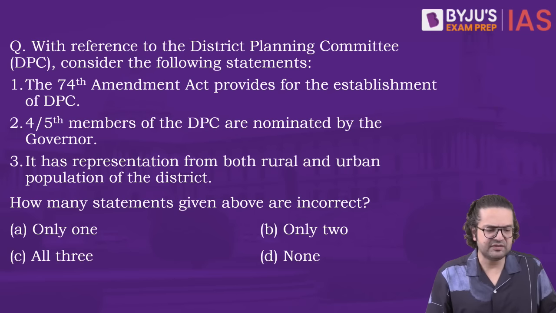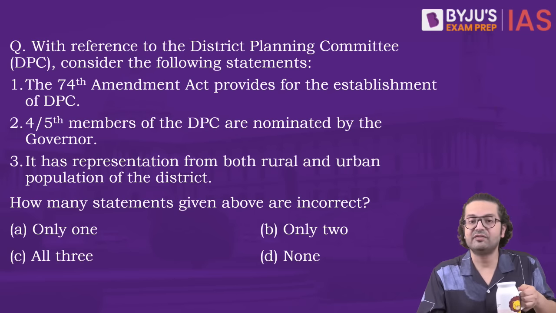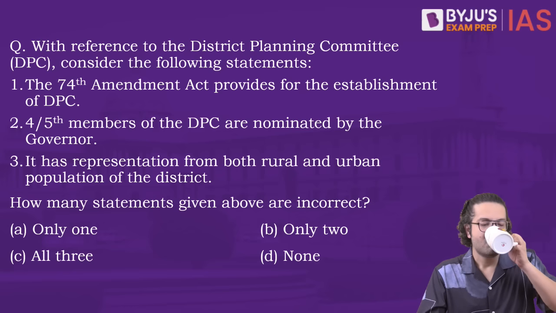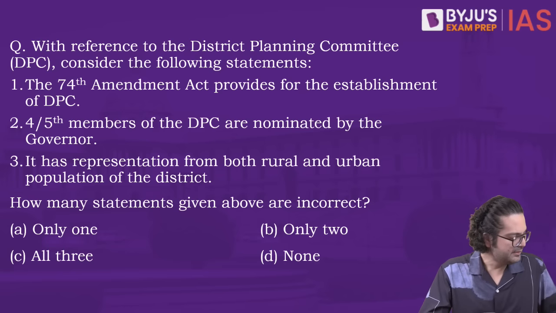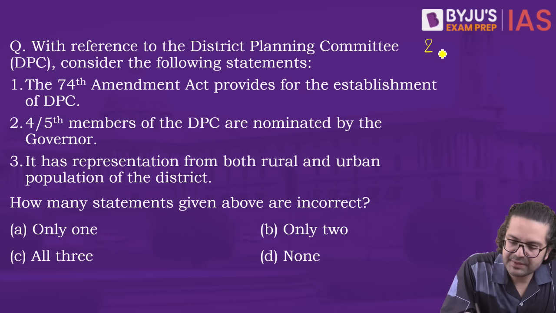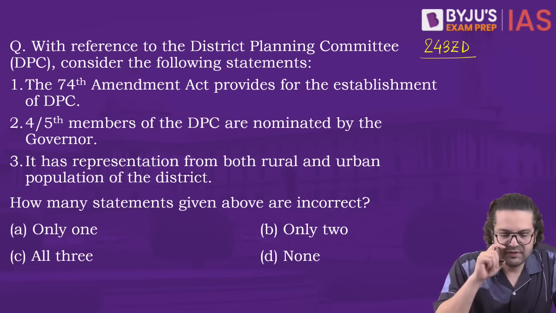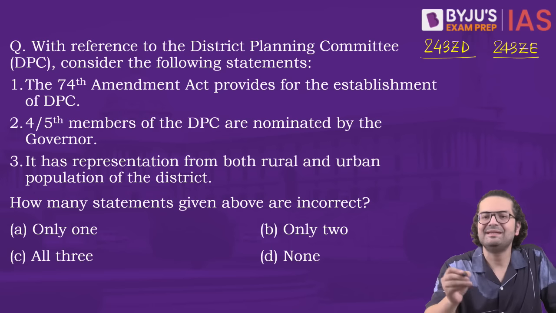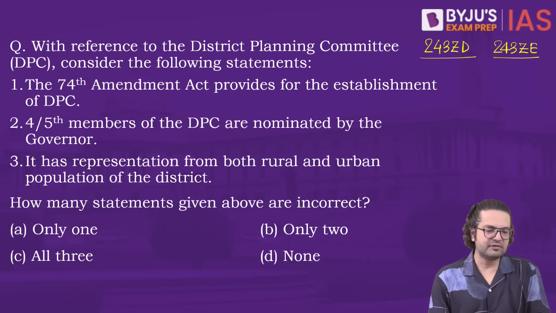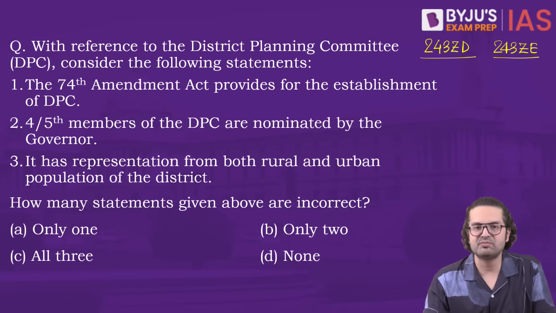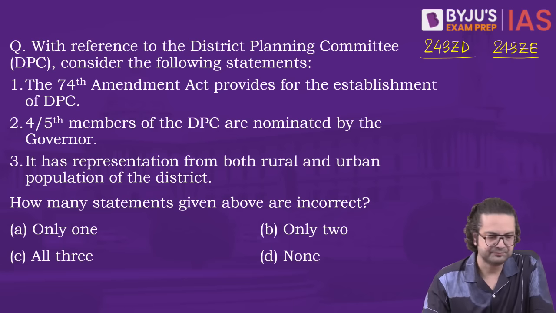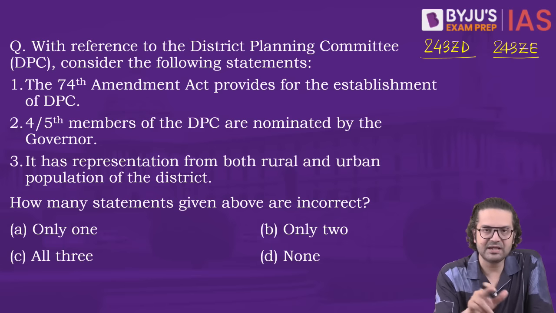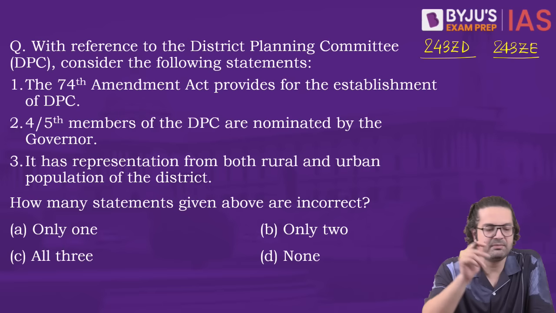With reference to the DPC, District Planning Committee, this is a constitutional body, DPC. The article for DPC is Article 243 ZD. We have a similar body called MPC, Article 243 ZE. The 74th Amendment Act provides for the establishment of DPC. Yes, that's correct. Not the 73rd, mind you. These planning committees are formed under the 74th Amendment Act.